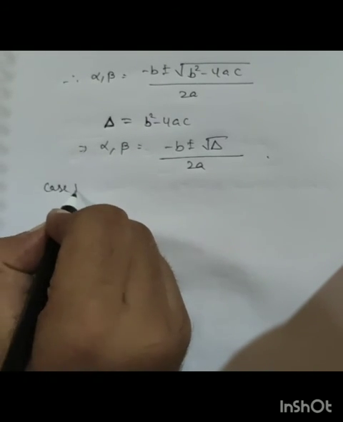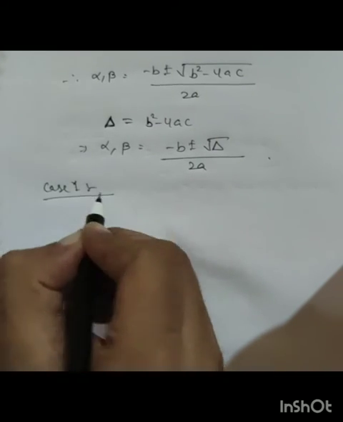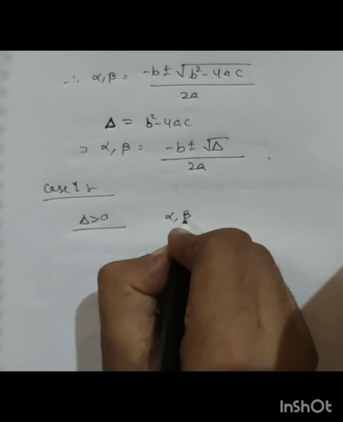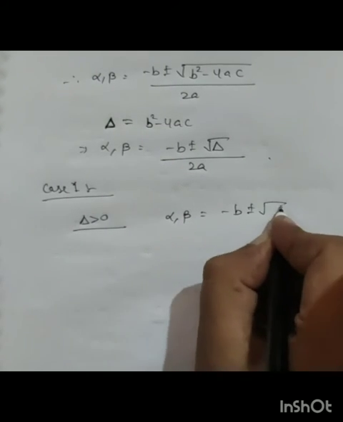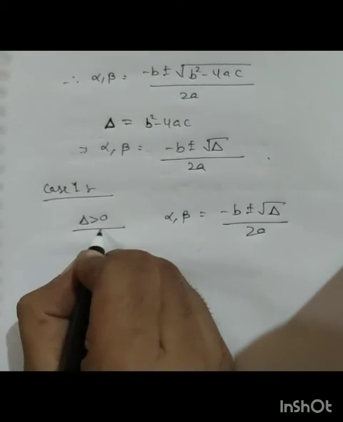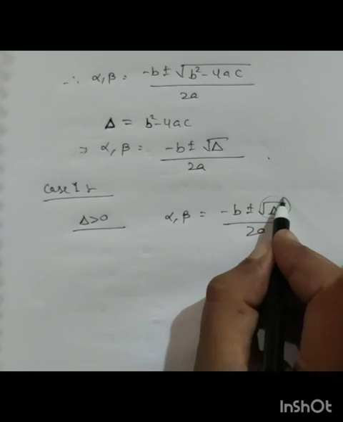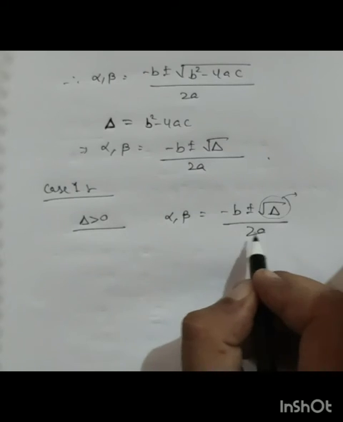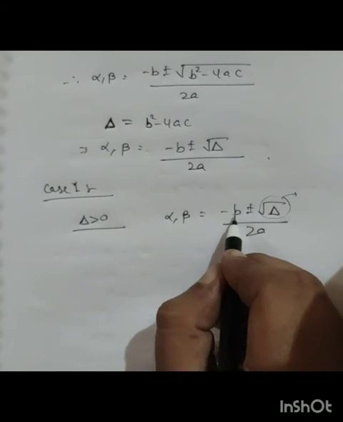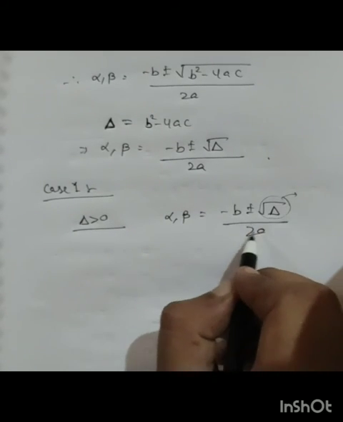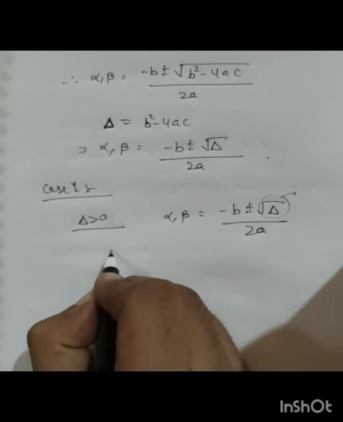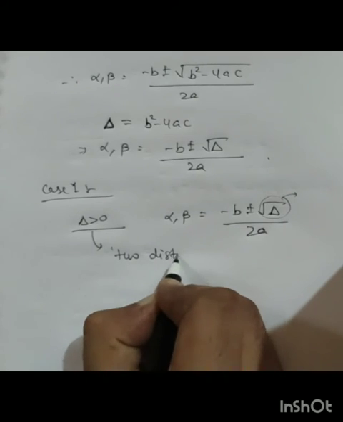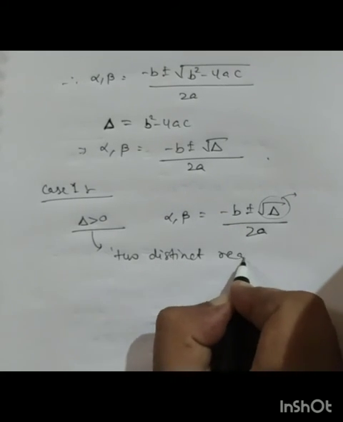Case 1, when delta is greater than 0. If delta is greater than 0, then this term will give some positive value, and there will exist two roots, which are minus b plus minus some positive value by 2a. So if delta is greater than 0, then two distinct real roots will exist.